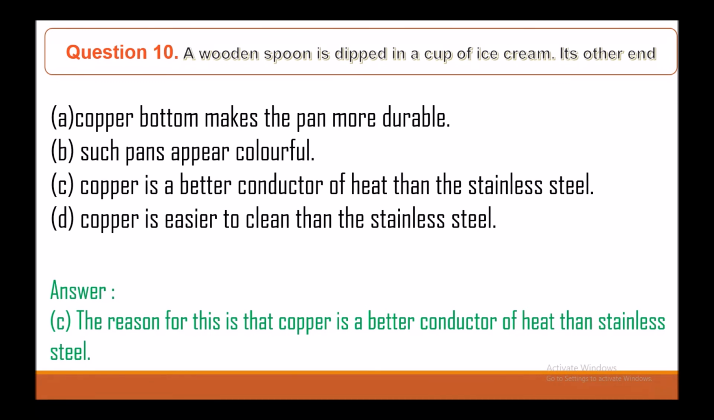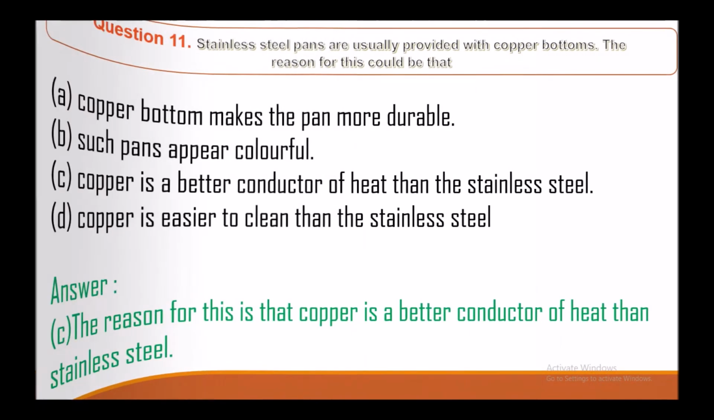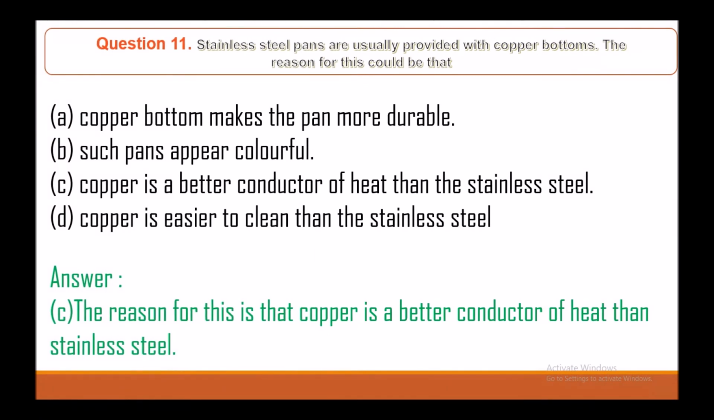Next, 11th question. Stainless steel pans are usually provided with copper bottoms. The reason for this will be: copper bottom makes the pan more durable, such pans appear colorful, copper is a better conductor of heat than the stainless steel, copper is easier to clean than the stainless steel. So the answer is, the reason for this is that copper is a better conductor of heat than stainless steel.